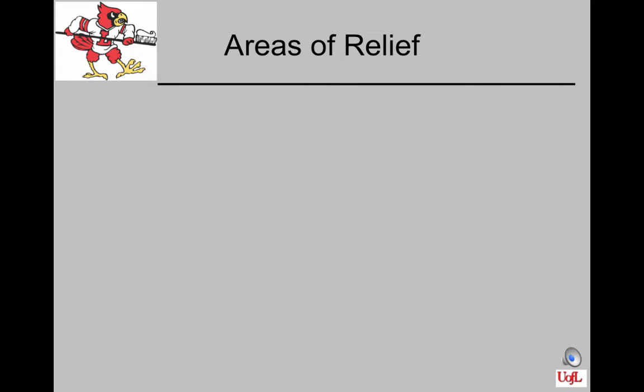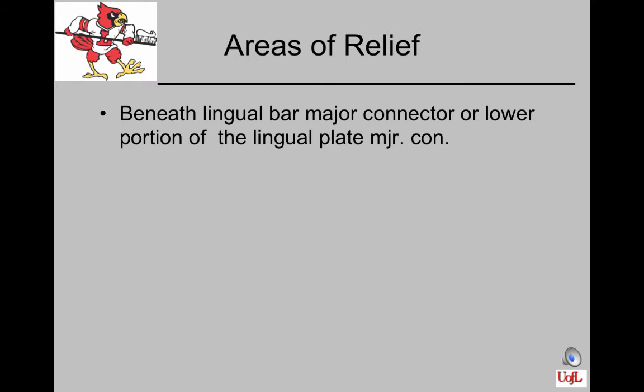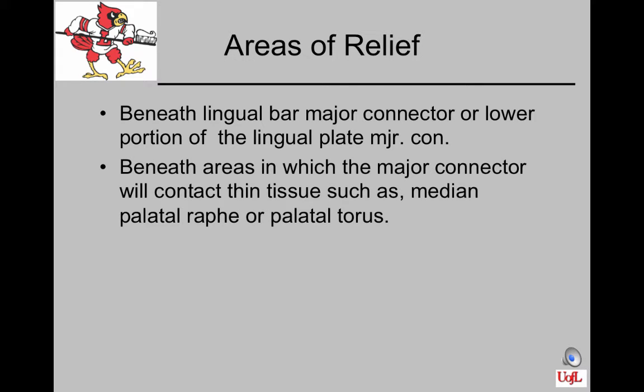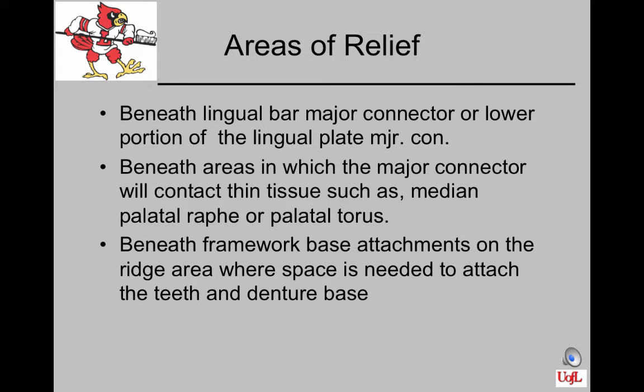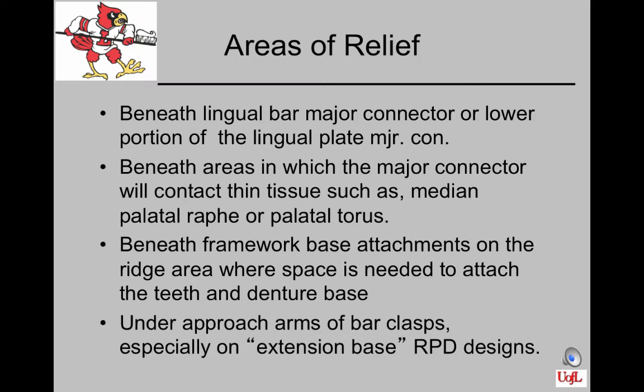Here's a summary of where relief is needed. It is placed beneath lingual bar major connectors or the lower portion of the lingual plate major connector. It's beneath areas in which the major connector will contact thin tissue, such as the median palatal suture or the palatal torus. It's also placed beneath base attachment areas on the ridge where space is needed to attach the denture base and teeth. And finally, under approach arms for bar clasp, these are especially needed on extension base RPD designs.